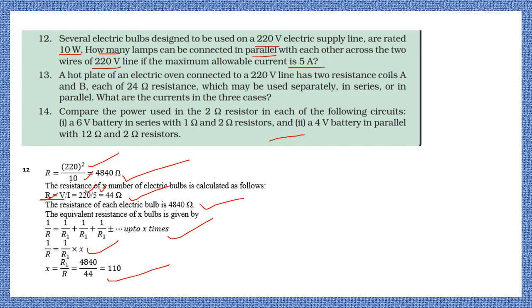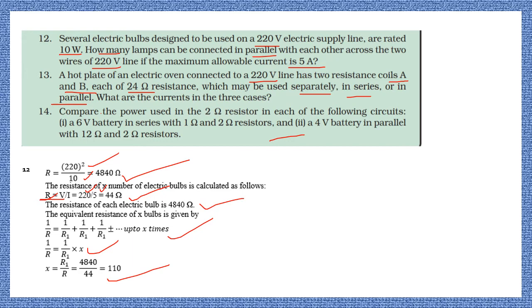Question number 13. A hot plate of an electric oven connected to 220 voltage line has two resistance coils A and B. Each of the coils has 24 ohm resistance and may be used separately, in series or in parallel. What are the currents in the three cases? Okay, there are three cases.